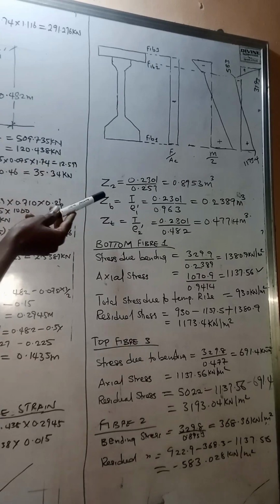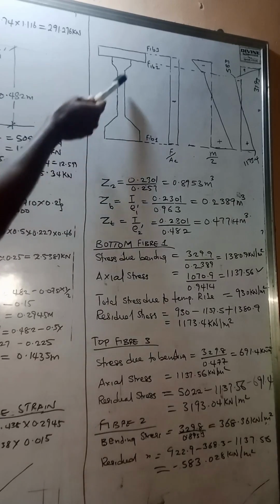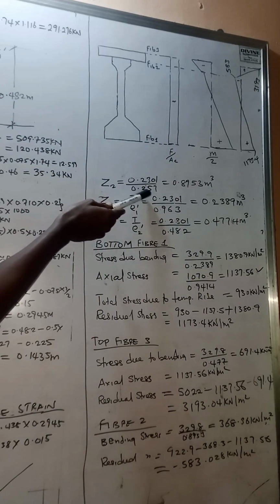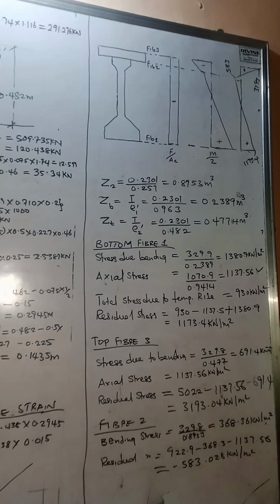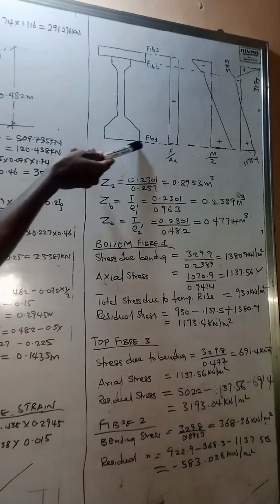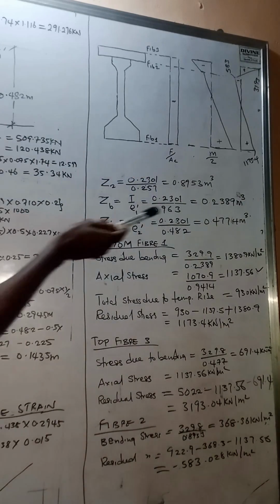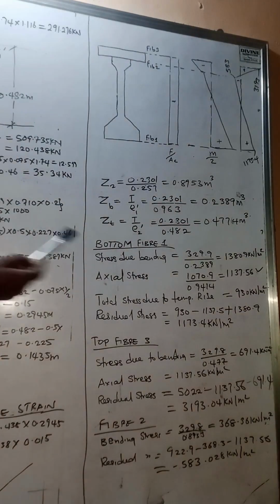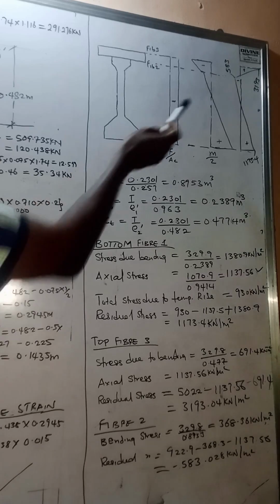We know that the sectional modulus with respect to fiber 2, we know that the centroidal distance from fiber 2 to the centroid is 0.257. So if we divide that, we have this as the sectional modulus. That of the bottom fiber, which is fiber 1, the sectional modulus is this. That of the top fiber, which is fiber 3, the sectional modulus is this. Also, we are going to determine the stresses. How do we arrive at these stresses?